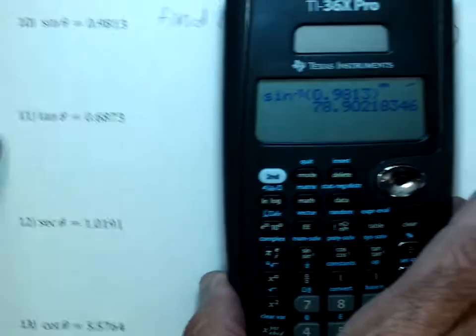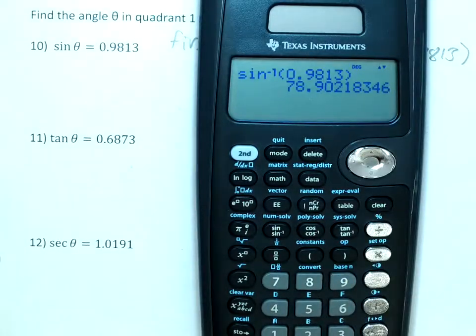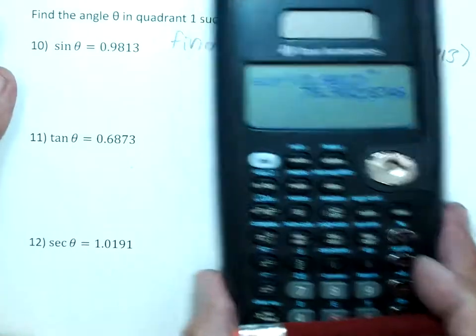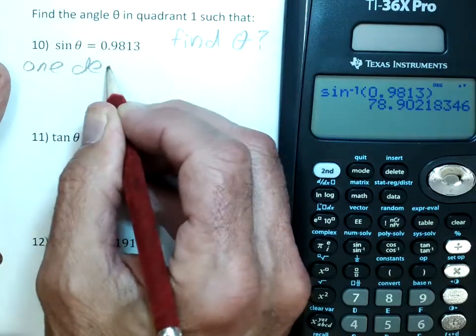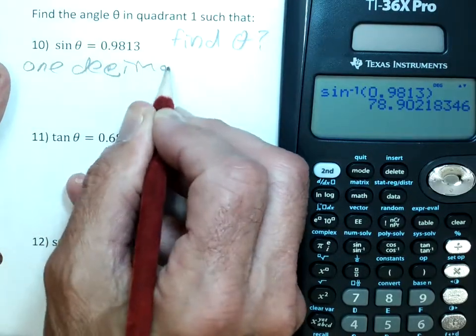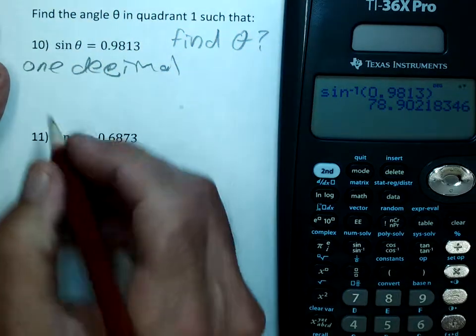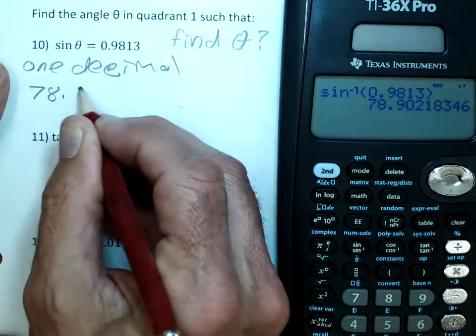78.9. I didn't say how far we went. Let's do 1 decimal place. One decimal place gives me 78.9 degrees.